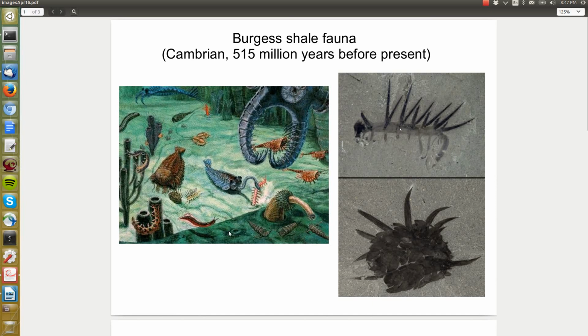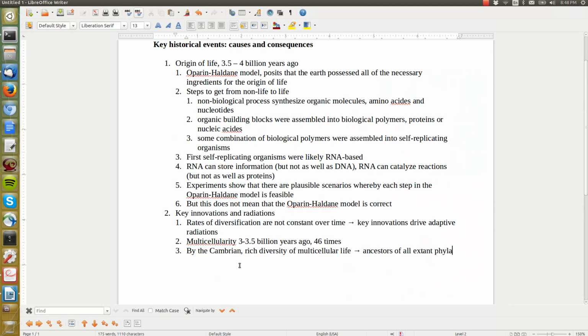So we have the Cambrian explosion around 515 million years ago. And we see the appearance of all of our modern phyla. I'll actually have a question for you about the Cambrian explosion in just a second, but I want to talk about a couple more things first. So let me come back here. So that's one of our key events. We see this radiation of all modern phyla, making all of the livings that we see today.